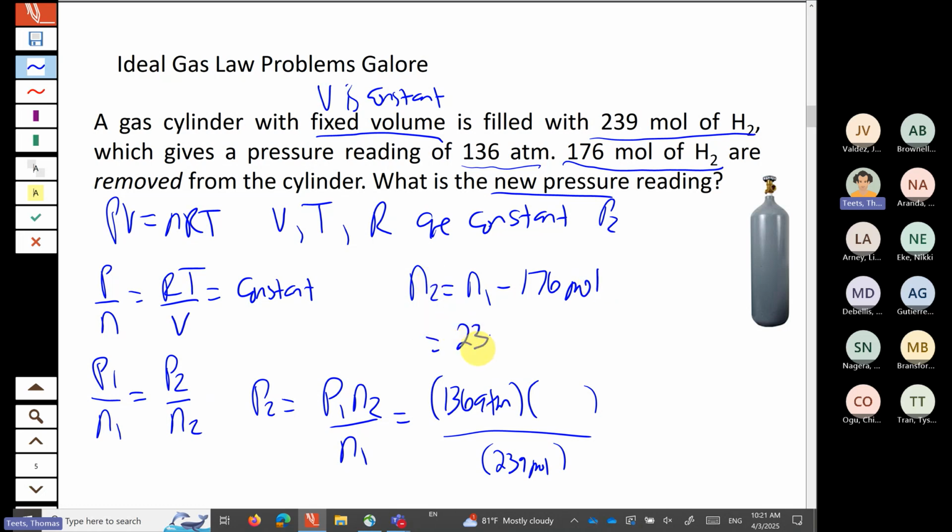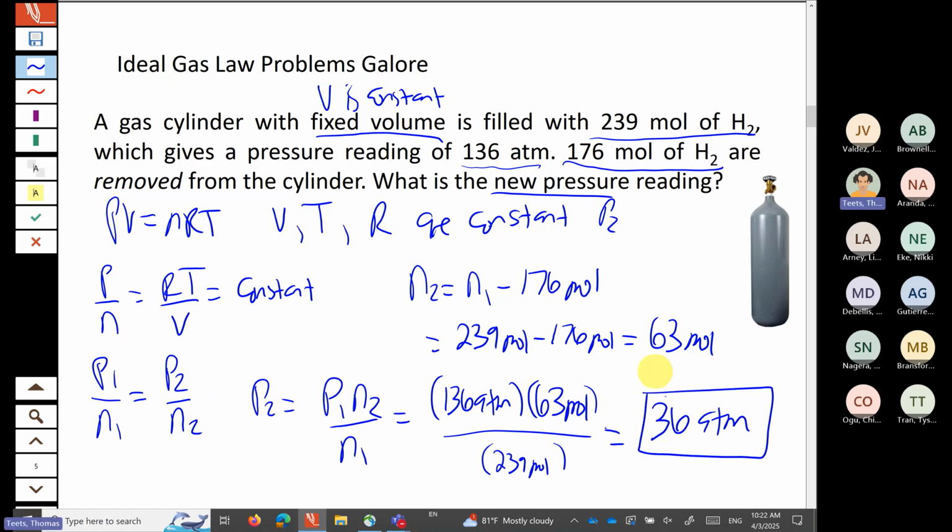We're starting with 239 moles. We're subtracting 176. So what's left in the container after this is 63 moles. That's the value that we want to use for n2, the number of moles present after this change occurs, after we've let some out. So 63 moles is the number that goes in here, not the 176, which is how much we took away. Once we do that, the math is easy and it comes out to 36 atmospheres.